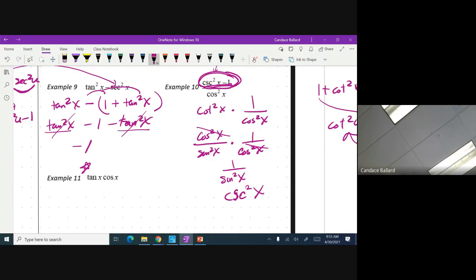All right, I'm seeing a lot of sine x's. All right, so let's see. Tangent would have been sine x divided by cosine x, and then times cosine x. These cancel. I agree with sine x. Okay. All right. Hopefully it wasn't too bad today.